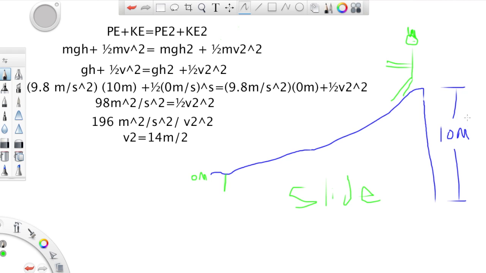Sorry about the typo. I messed up. But yeah, so you could have a baby or an adult do this, and they'll both go down at the same speed as long as they both use the same starting force.